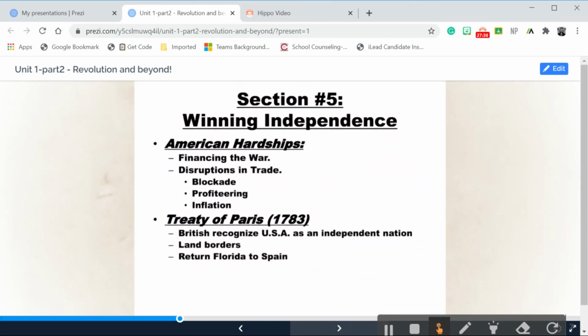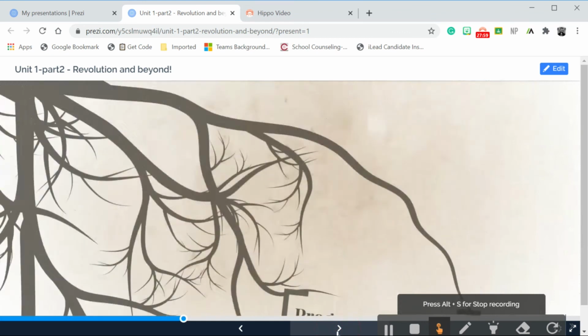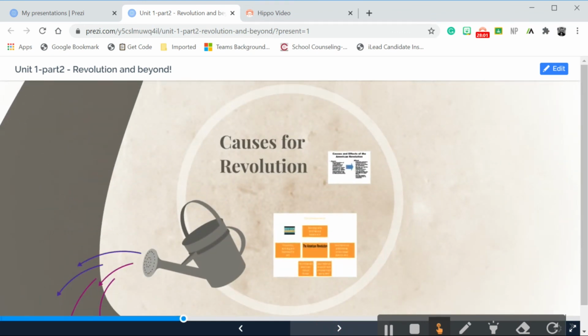So you wanted independence, but there were American hardships, financing the war. You had disruption in trade, blockades, profiteering, inflation. Then you had the Treaty of Paris, 1783, which officially ended the war. Britain recognizes the United States as an independent nation. Land borders are created and Florida is returned to Spain for now. You'll have to get Florida back from Spain again later on.